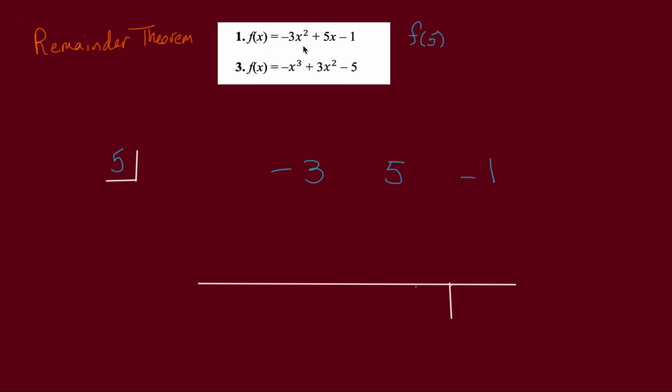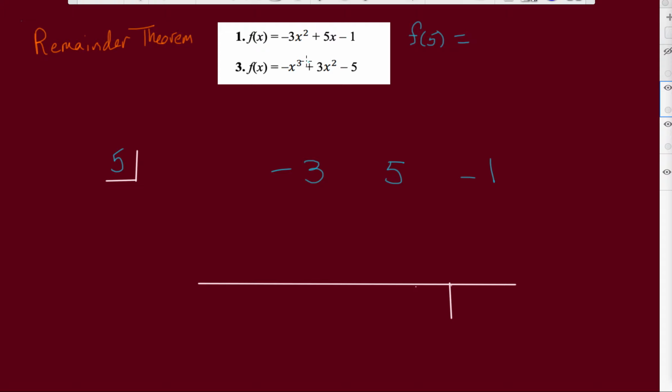we would just go ahead and input it and then do the math. So what I want to do is show you first what that answer is going to be. Okay, so before, we just input values. We said, okay, well, if we're inputting 5, I have negative 3 times 5 squared plus 5 times 5, because I'm inputting that 5, and then minus 1.